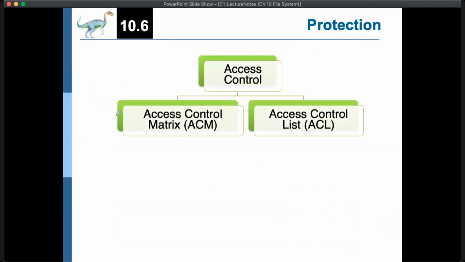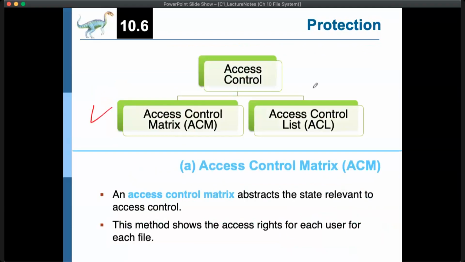In access control, there are two techniques that you can see here: the access control matrix, and the next one is the access control list. Access control matrix, or ACM, abstracts the state relevant to access control. This method shows the access right for each user for each file.